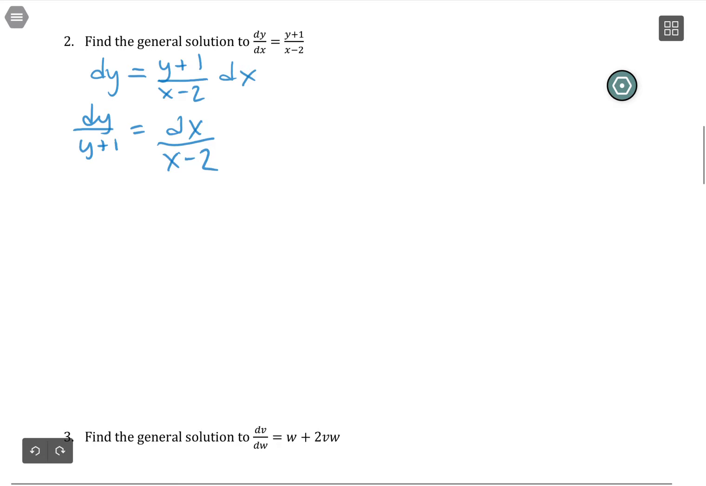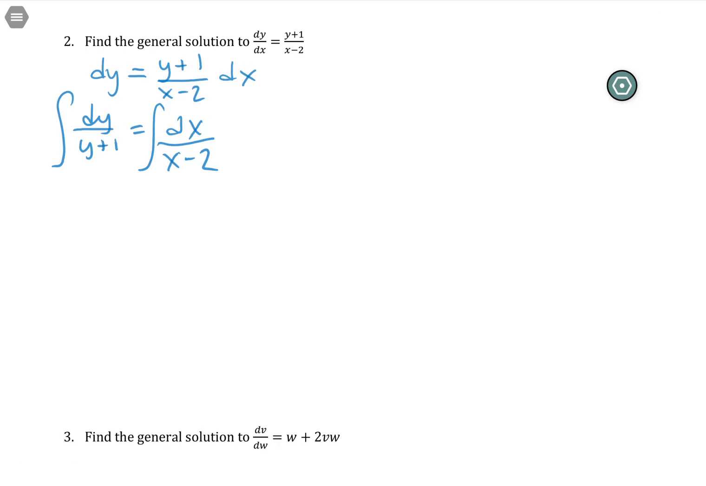Okay, and then as soon as you've got it separated, you can integrate. You do not want to integrate before you have it separated. So for example, in that first line, no go, because I can't integrate the right-hand side when there's y's and I'm integrating with respect to x.